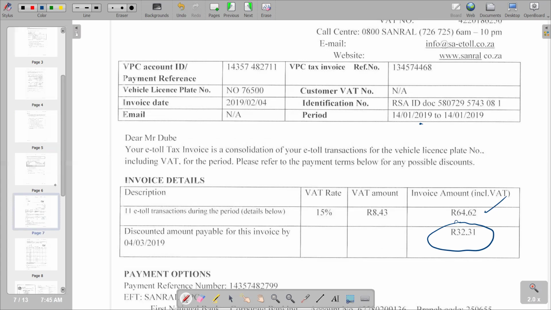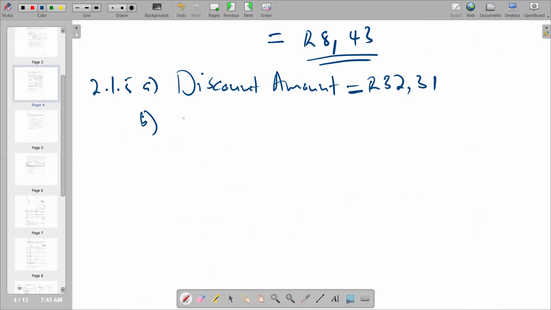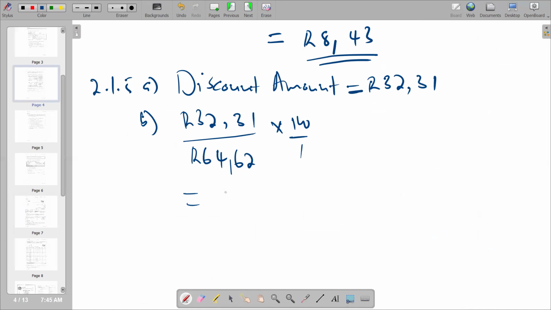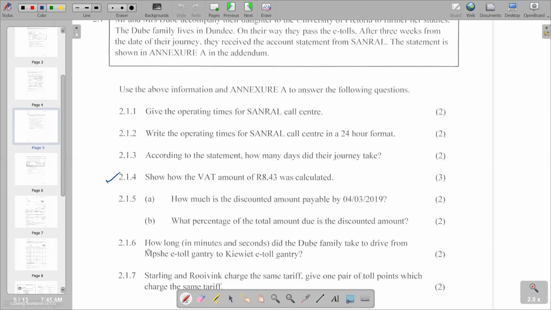That's something over. Then we find the percentage, whereby we are saying the B part now is going to be 32 rand 31 cents, and then we divide by 64 rand 62, and then we multiply by 100 over 1. You see that the answer that we are supposed to get now becomes 50%. So this is what we have in terms of our B part.